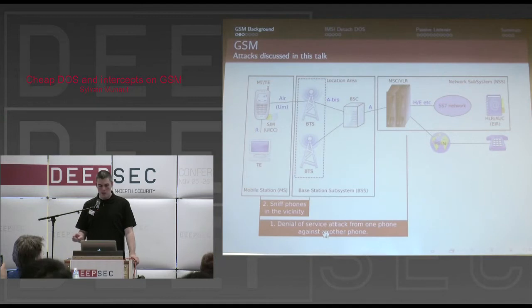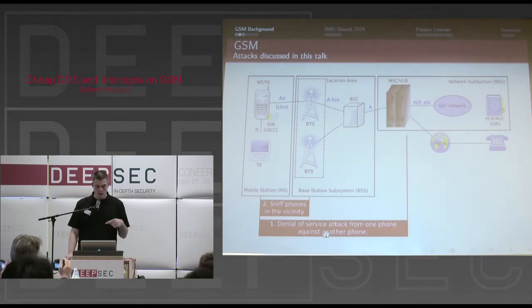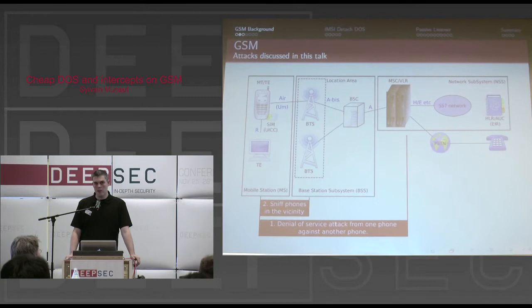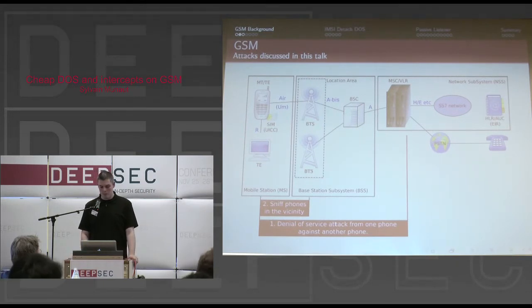The elements that we're interested in here: for the denial of service, we will inject packets onto the air interface, and they will go transparently up to the MSC. The BTS and BSC will just transfer them without interacting. And of course, to sniff phones in the vicinity, we'll just listen to the air interface.